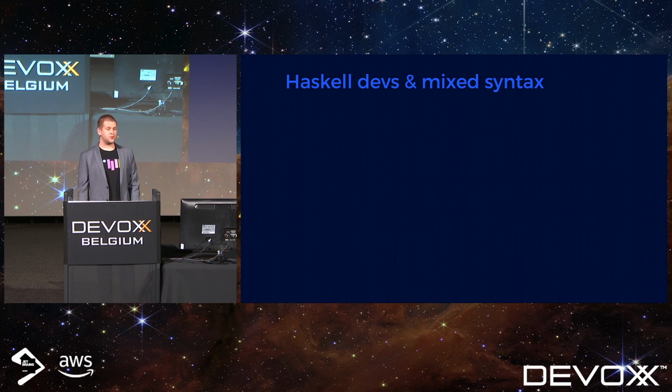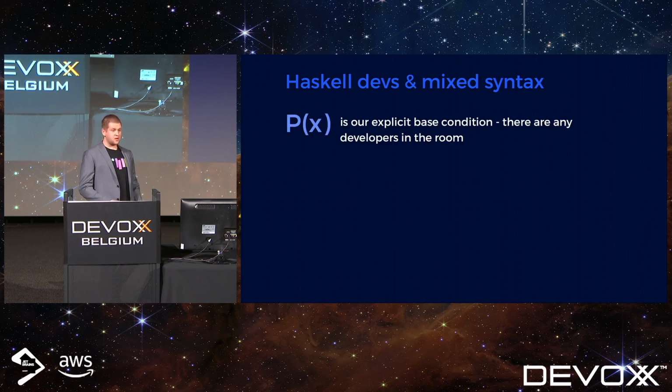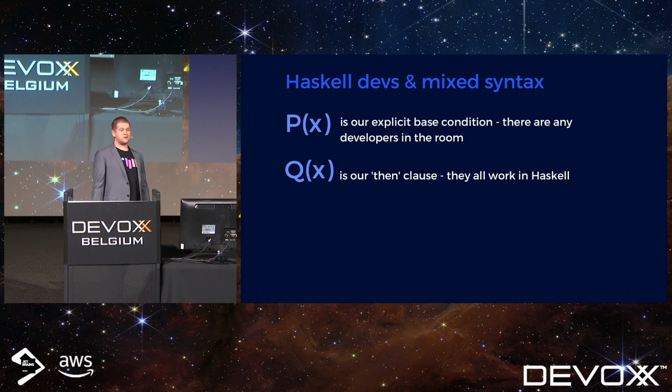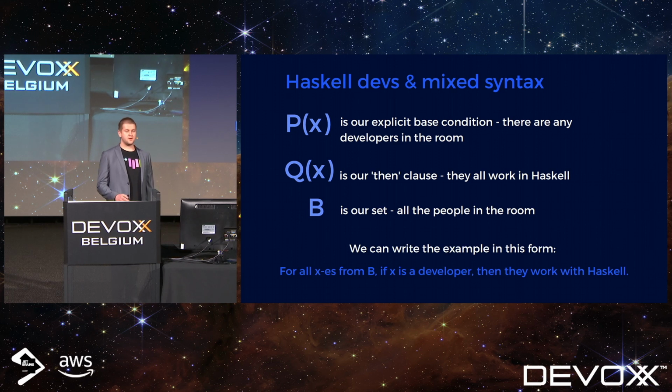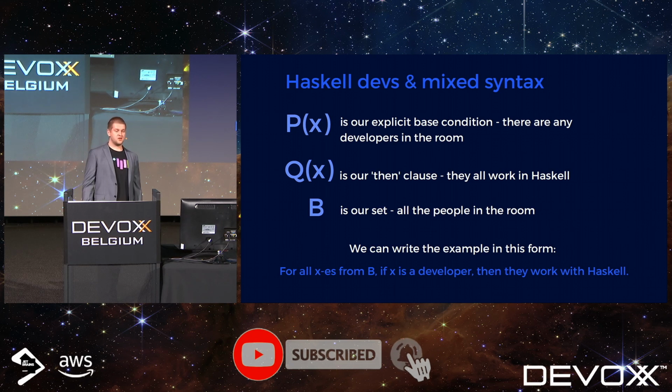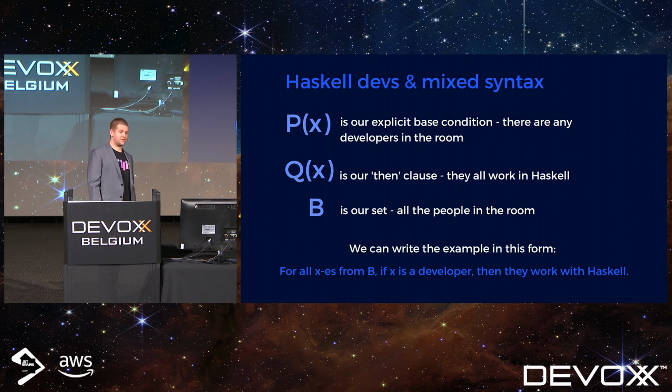So now let's try to mix this mathematical syntax with our Haskell dev example. Px is our explicit base condition that there are any developers in the room next door. Qx is our then clause, so they all work with Haskell. B is our set, so all the people in the room. And now we can write this in the form of: for all the x's from set B, if x is a developer, then they work with Haskell. Now I hope it sounds easier to understand for all of you.